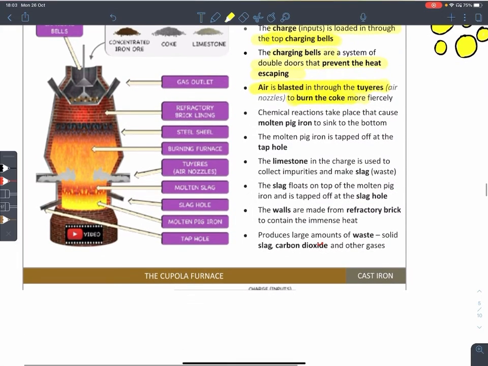The chemical reaction then takes place that causes the molten pig iron to sink to the bottom. The molten pig iron is tapped off from the tap hole. The limestone in the charge is used to collect impurities to make the slag, or the waste, and the slag floats on the top of the molten pig iron. The slag is tapped off, and then the molten iron will be tapped off from the tap hole.